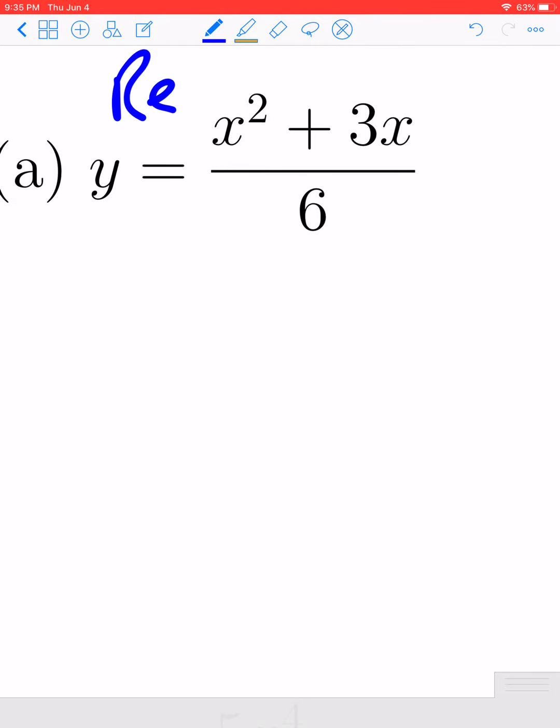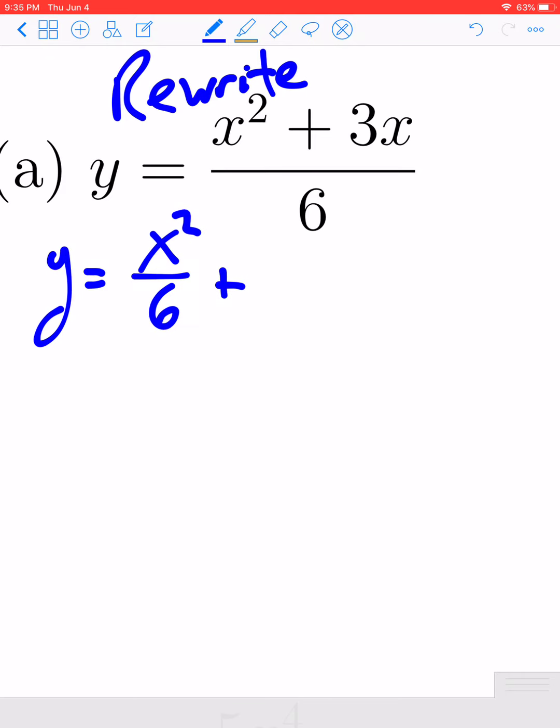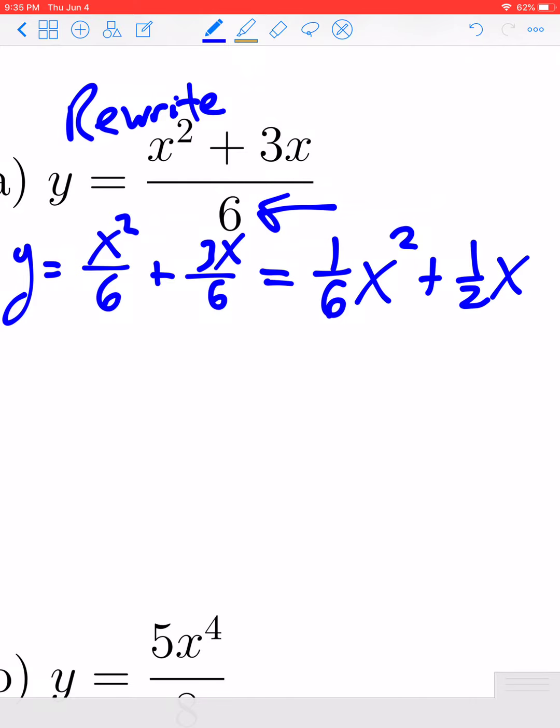If we first take up the key step of rewriting it, we can rewrite this as x squared over 6 plus 3x over 6. The reason why we're able to split apart this fraction is because we have a single term in the denominator. And anytime you have a single term in the denominator, that's when you're allowed to split things apart. We can further rewrite this. This is equivalent to just 1/6 x squared plus 1/2 x. And after rewriting it, this makes it extremely easy for us to take the derivative.